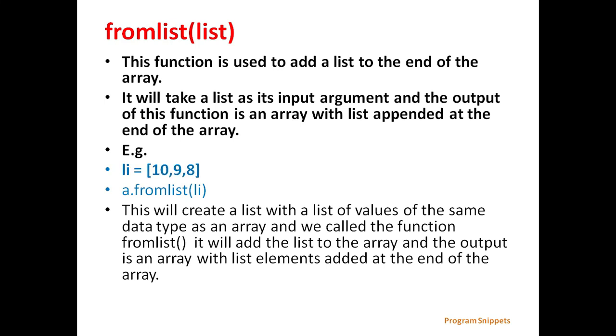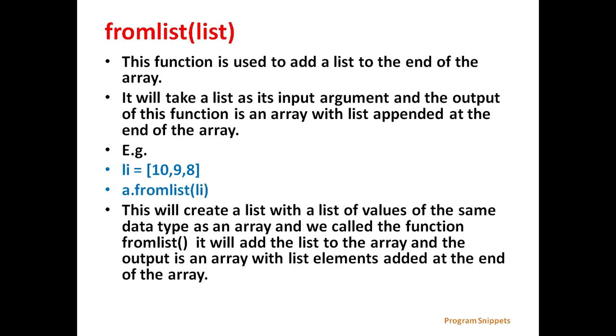For example, here list li is created with elements 10, 9, 8. And if we execute a.fromlist with li, it will take the list of values of the same data type as the array. When we call the function fromlist, it will add the list to the array and the output is an array with the list elements added at the end of the array.